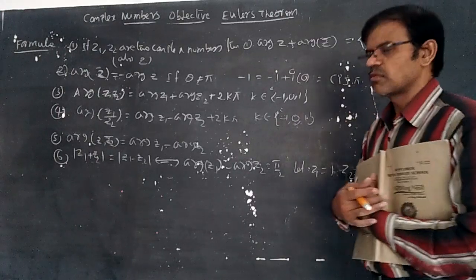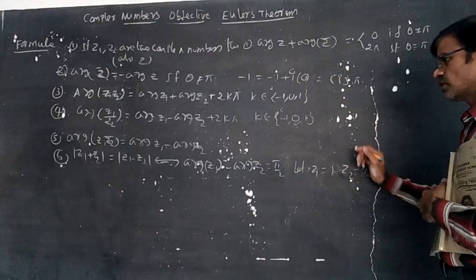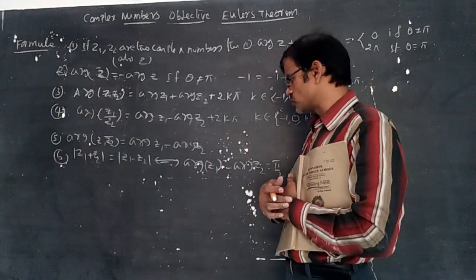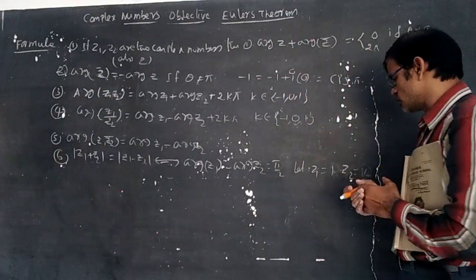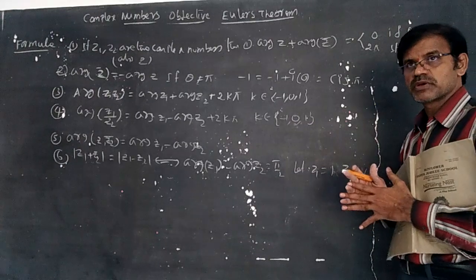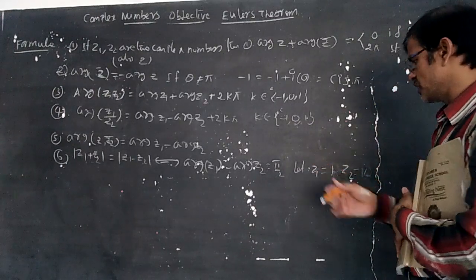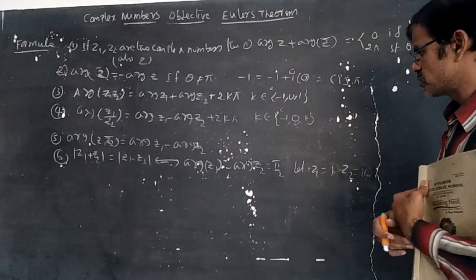What is the modulus of 1 plus i? If you take z2 equal to i, the modulus of 1 plus i becomes root 2, and the modulus of 1 minus i is also root 2. So argument of z1 becomes 0, and argument of z2 is pi by 2.